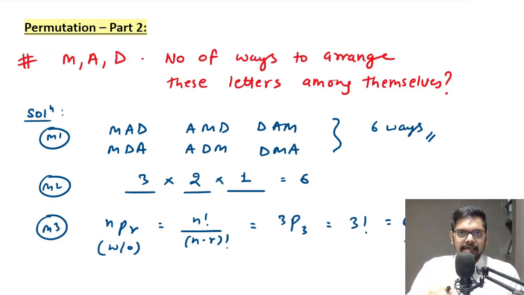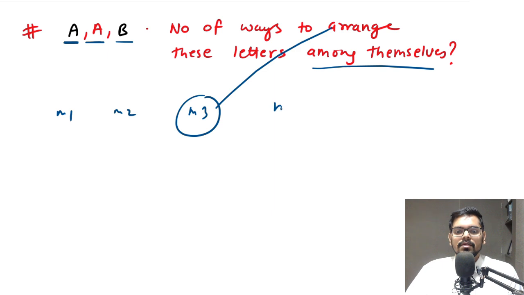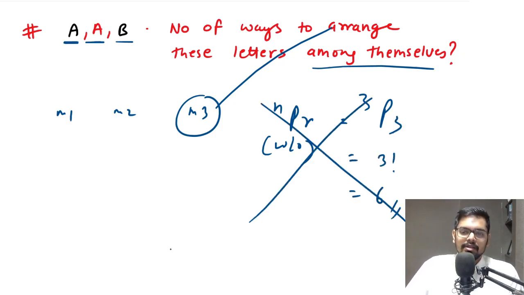Now you have studied this in the previous lecture, but what if I modify these 3 letters to the letters AAB? Now can you find the number of ways to arrange these letters among themselves? Now some students are like, sir, I am not going to use method 1, method 2, straight away I am going to use method 3, that I know, arrangement among themselves. This is nPr, without repetition. So we can see 3 letters and 3 blanks. So 3P3, it is 3 factorial, 6. Very good. That is the wrong answer. That is the wrong answer.